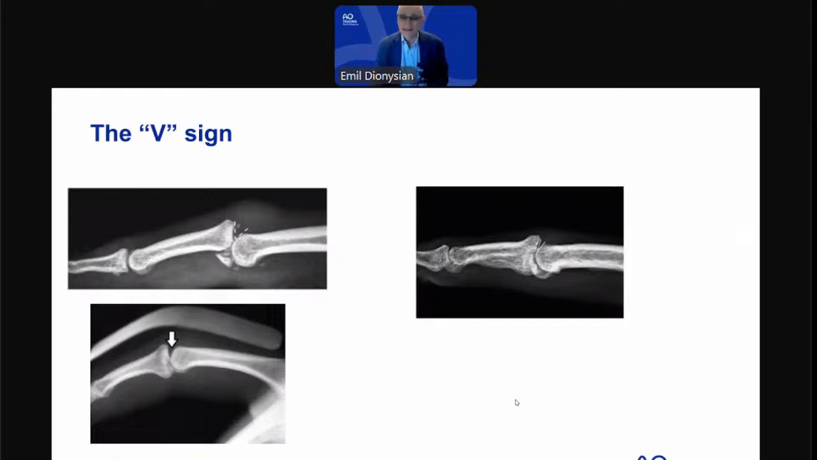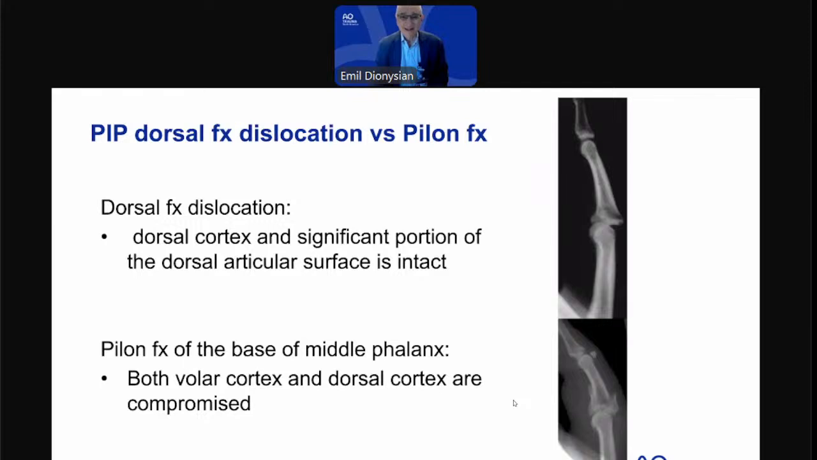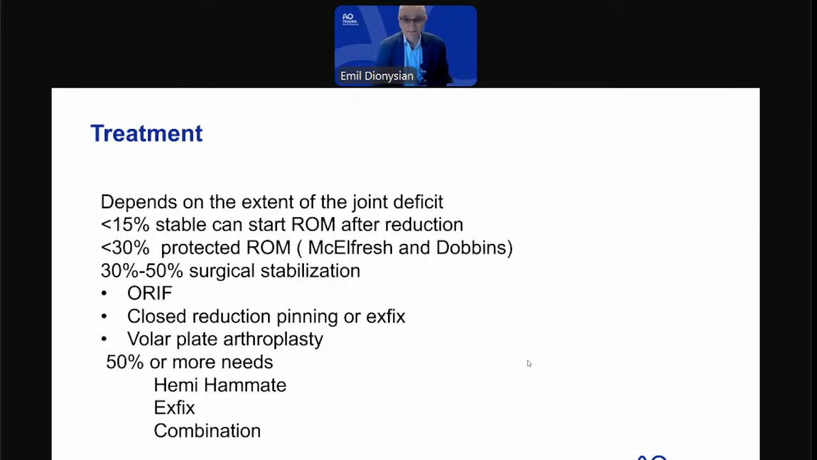Once you look at it, the V sign, it's trouble. Anyway, in terms of fracture dislocation, you also have to remember there's two parts. If it's the actual dislocation, there will be an intact part of the dorsal cortex. If the dorsal cortex is not intact, then it's not actually a fracture dislocation. It's more like a pylon fracture, which has a whole different treatment protocol.